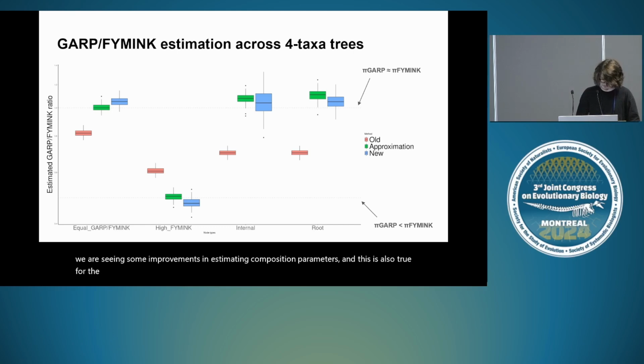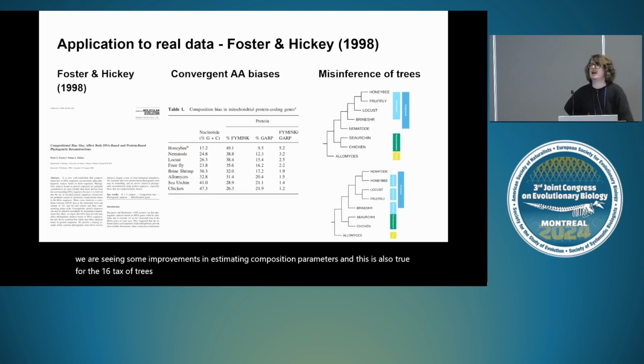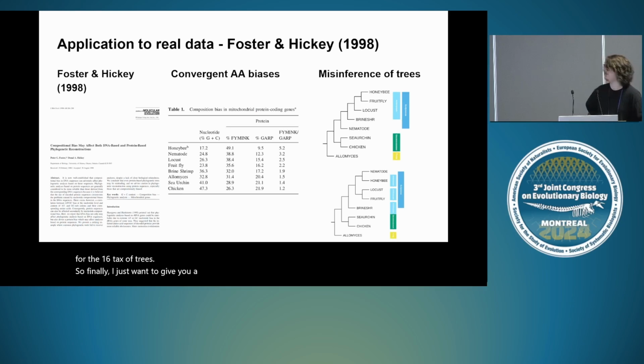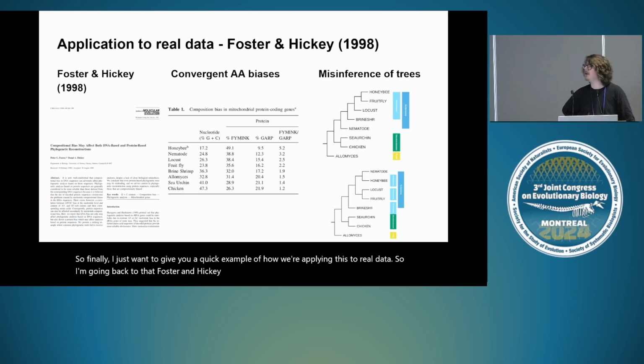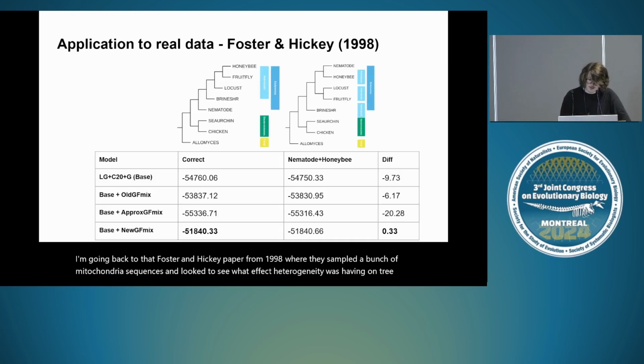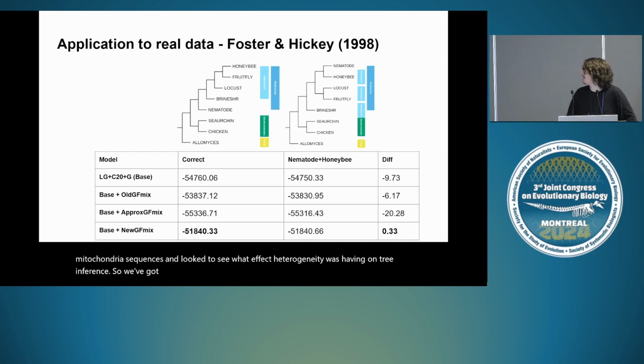So finally, I just want to give you a quick example of how we're applying this to real data. I'm going back to that Foster and Hickey paper from 1998, where they sampled a bunch of mitochondria sequences and looked to see what effect heterogeneity was having on tree inference. So we've got two hypotheses to test. The one on the left is the correct tree, where nematodes are at the base of Ecdysozoa, and the one on the right is the tree where honeybees and nematodes are each other's closest relatives.